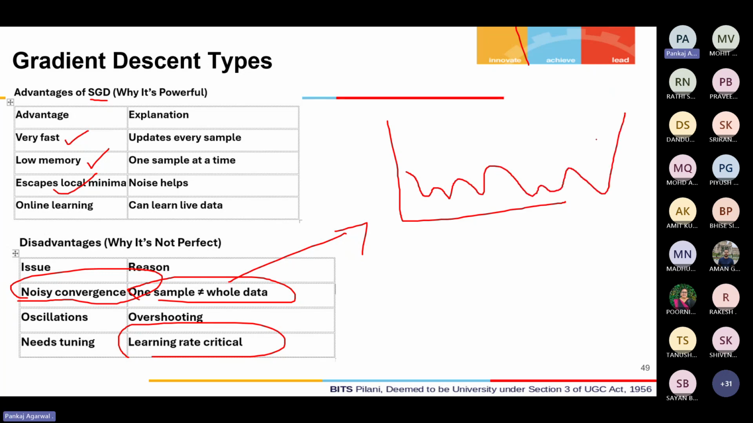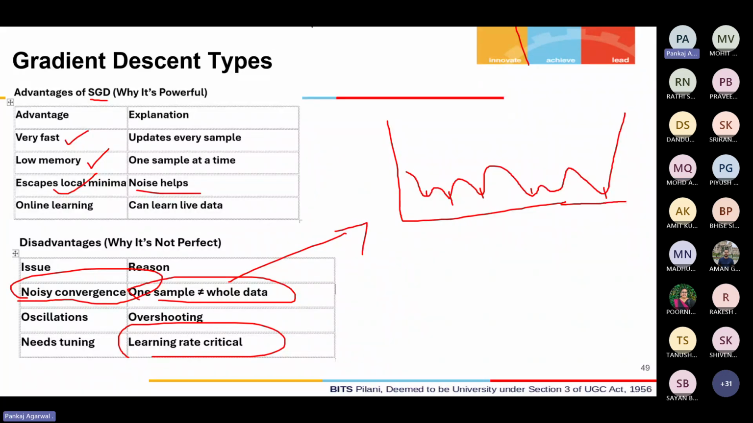It might escape local minima; noise helps. Since I'm using one iteration at a time, obviously, if this is a local minima, these are all local minima. The global minima is this one in this particular example, isn't it? I hope you understand what exactly it means.